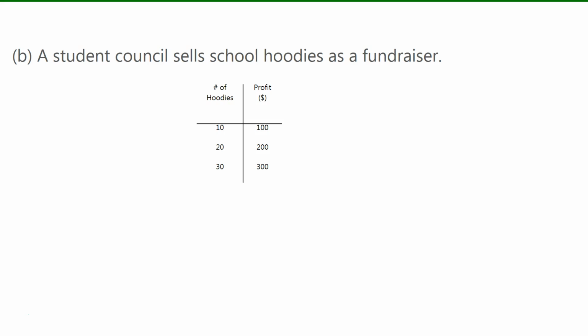Now for B, it says a student council sells hoodies as a fundraiser. If they sell 10 hoodies, they'd make $100. 20 hoodies, they'd make $200. And 30 hoodies, they would make $300. So can we sell any number of hoodies in between 10 and 20? We can sell 11 hoodies, 12 hoodies, 13 hoodies, but could we sell 10.2 hoodies? And the answer this time is no. So that means that this is discrete.